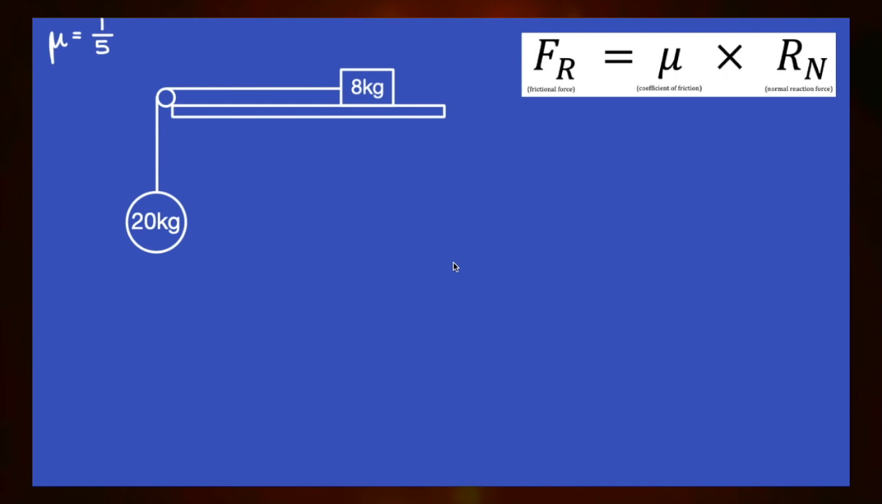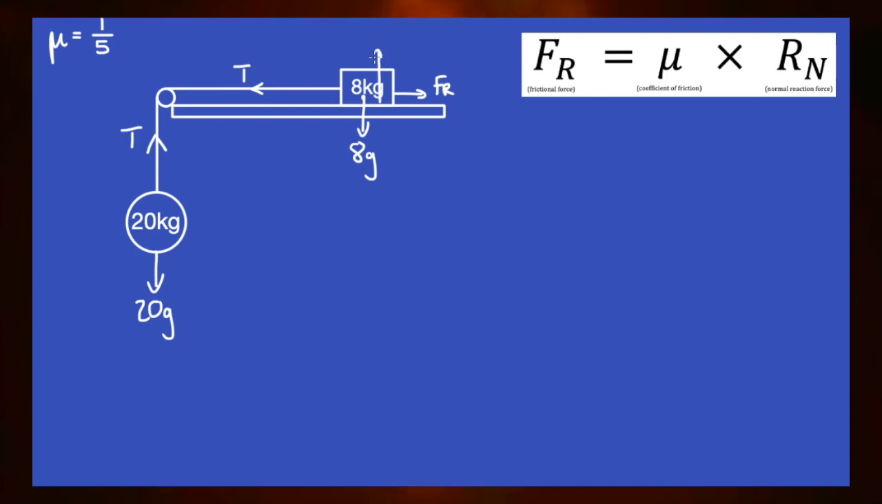Okay, so here we have a 20 kilogram particle, and that's attached via a pulley to an 8 kilogram particle which is on a horizontal plane. We're told that the coefficient of friction is 1/5, so let's make a start. Let's label on our tensions to start with. I'm also going to label on here Fr, my frictional force. Down here I've got the weight of the first particle, which is 20g, and here I have the weight of my second particle, which is 8g.